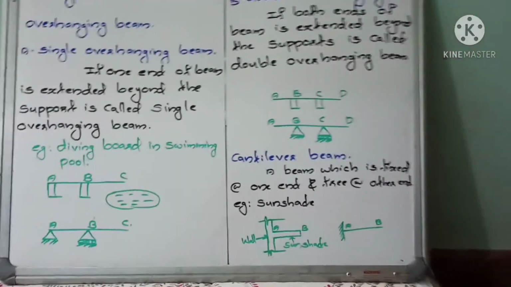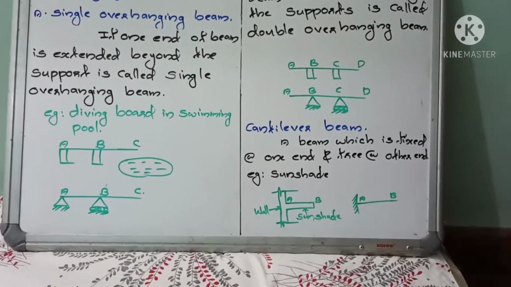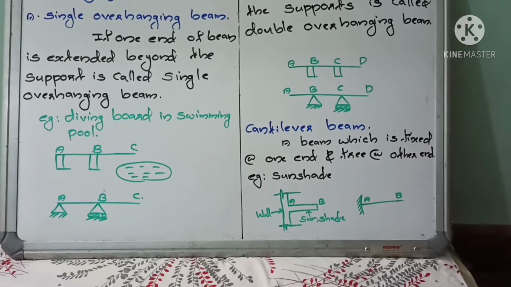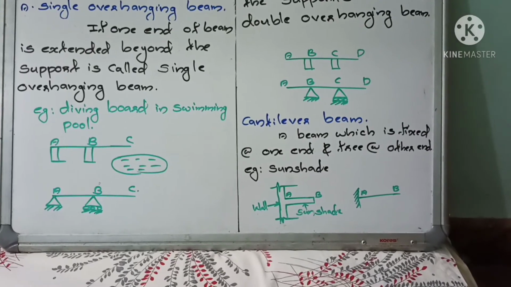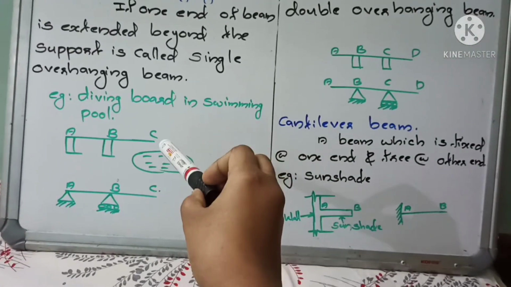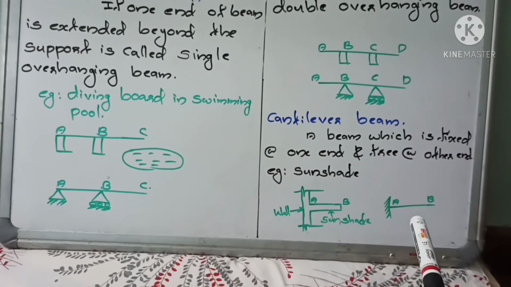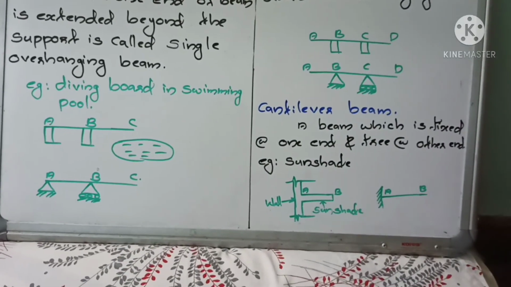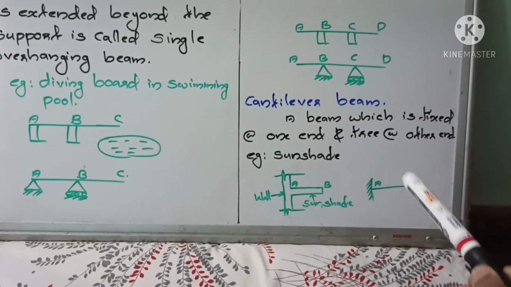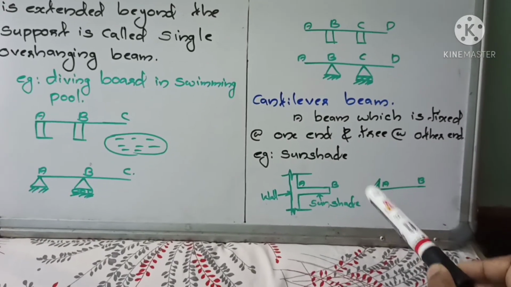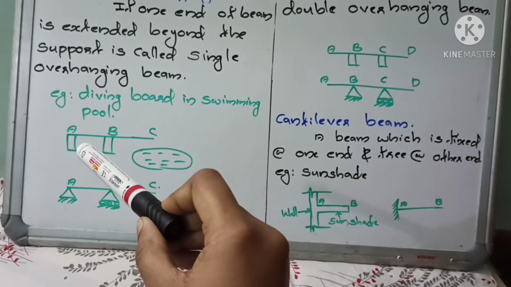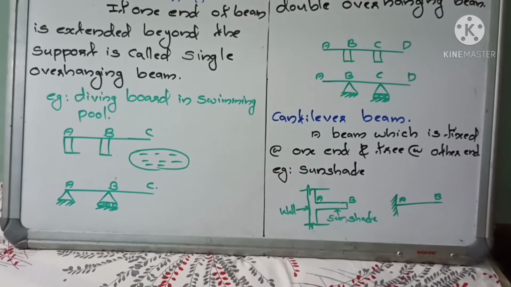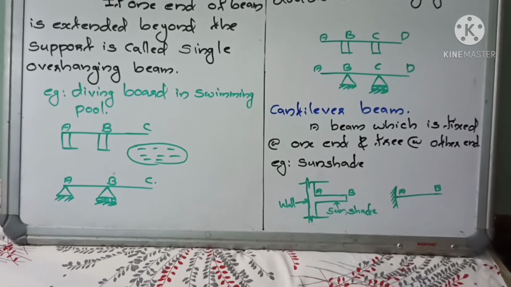Okay, what is the difference between single overhanging beam and cantilever beam? Both single overhanging beam and cantilever beam have free end, that is end C and end B are free end. But the other end at cantilever beam is fixed and the other end in single overhanging beam is not fixed. That is the difference between single overhanging beam and cantilever beam.